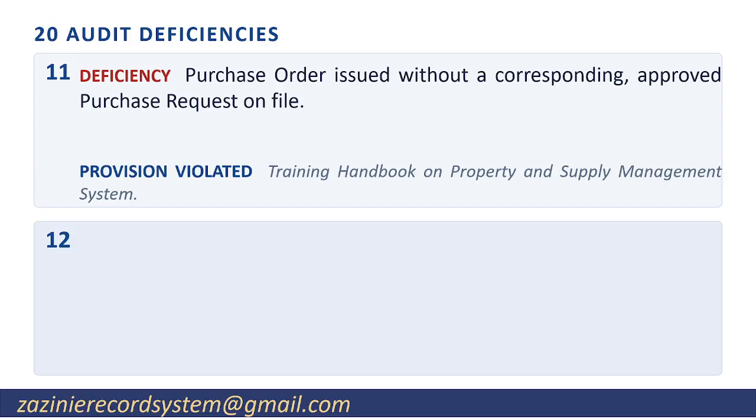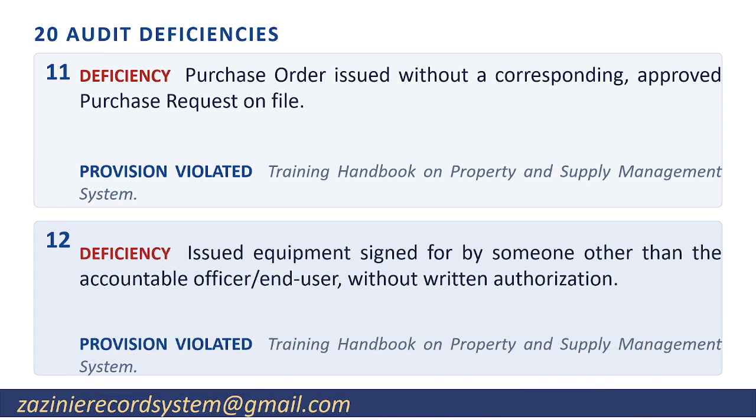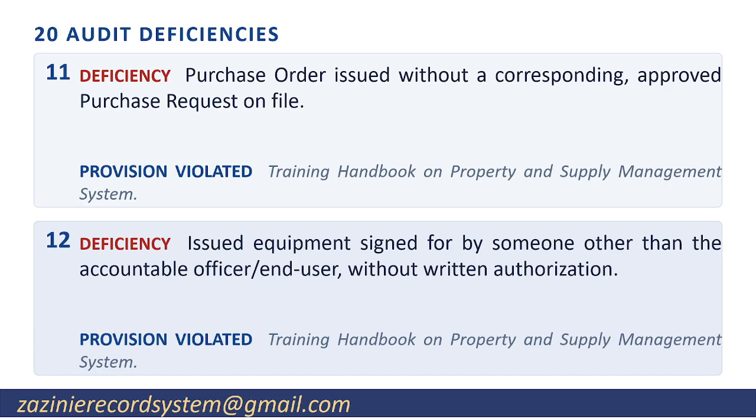20 audit deficiencies. Number 11. Deficiency: purchase order issued without a corresponding, approved purchase request on file. Number 12. Deficiency: issued equipment signed for by someone other than the accountable officer or end user, without written authorization. Next slide.